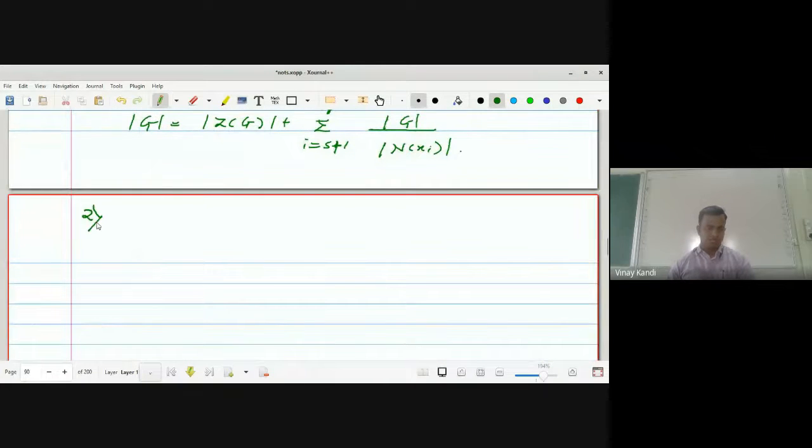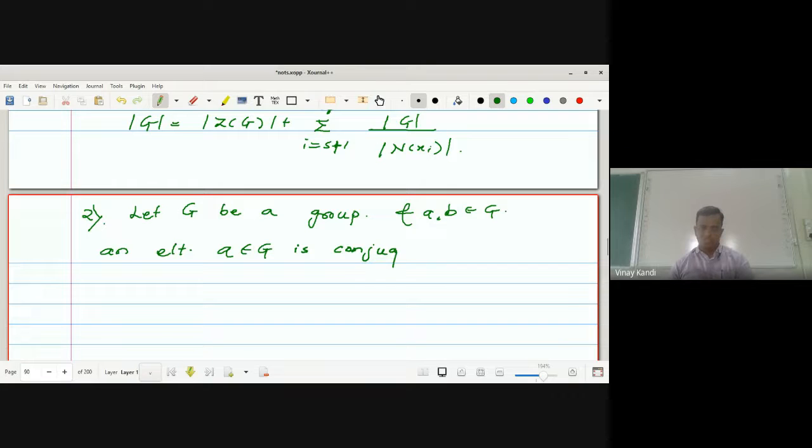Remark number 2. Let G be a group, and a and b belong to G. These are two elements belonging to G. An element a belonging to G is conjugate to b belonging to G if there exists some x belonging to G such that b is equal to x inverse a x, or b is equal to x a x inverse.